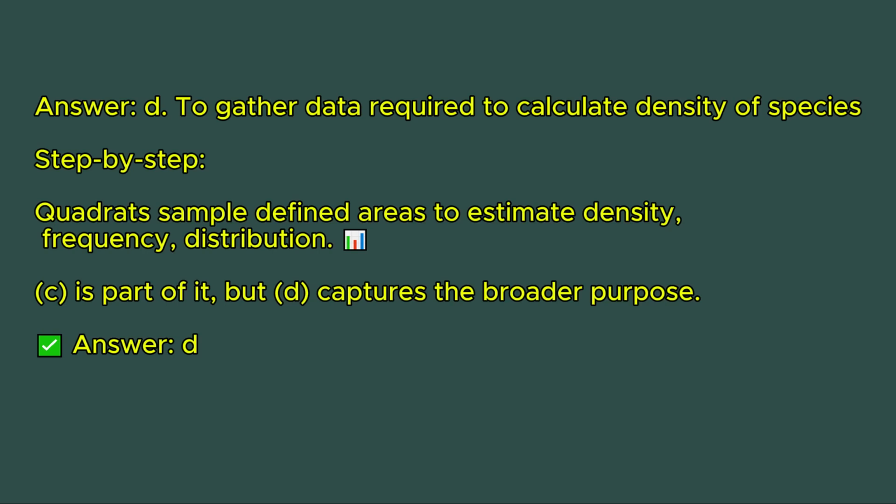Answer: D. To gather data required to calculate density of species, step by step. Quadrats sample defined areas to estimate density, frequency, and distribution. C is part of it, but D captures the broader purpose. Answer: D.